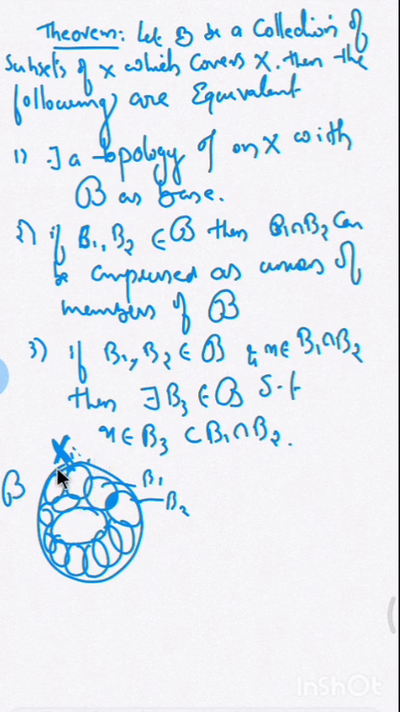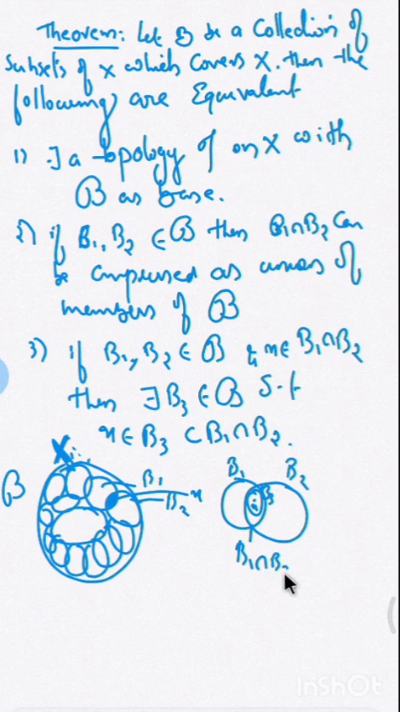Okay, and the third statement says, when you take B1 and B2, then you take B1 intersection B2, now you take a small element in that intersection. Suppose B1 is there, B2 is there, and this is their intersection B1 intersection B2, and you take some x as an element in B1 intersection B2, then you can find some B3 such that B3 will be contained in their intersection B1 intersection B2. So the theorem says that all these three statements are equivalent.